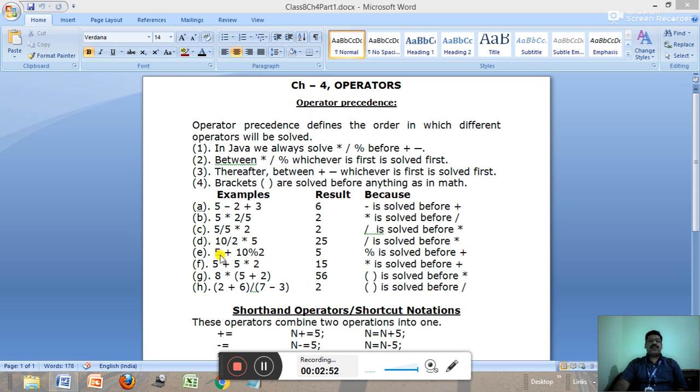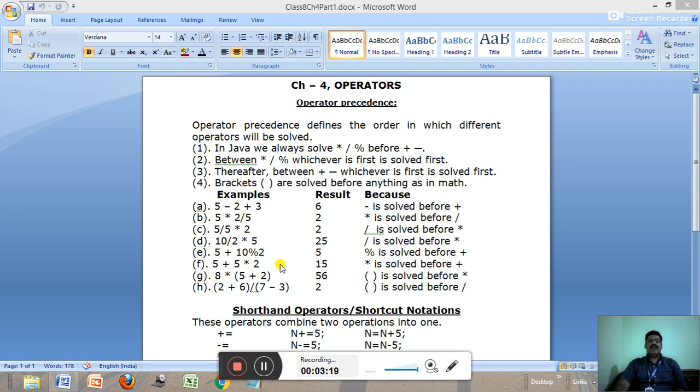E, 5 plus 10 modulus 2. Modulus means finding remainder. 10 will be divided by 2 and remainder will be obtained. So first which will be solved? This modulus is above plus and minus in operator precedence. So first 10 is divided by 2. If you divide 10 by 2, remainder comes 0. So 5 plus 0 comes 5.